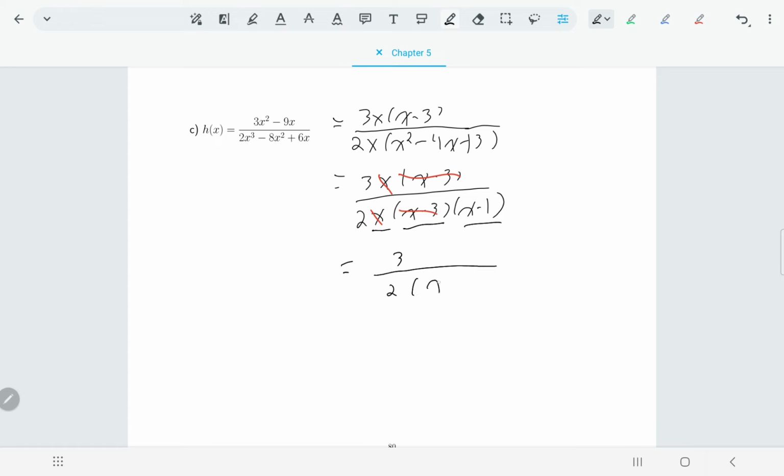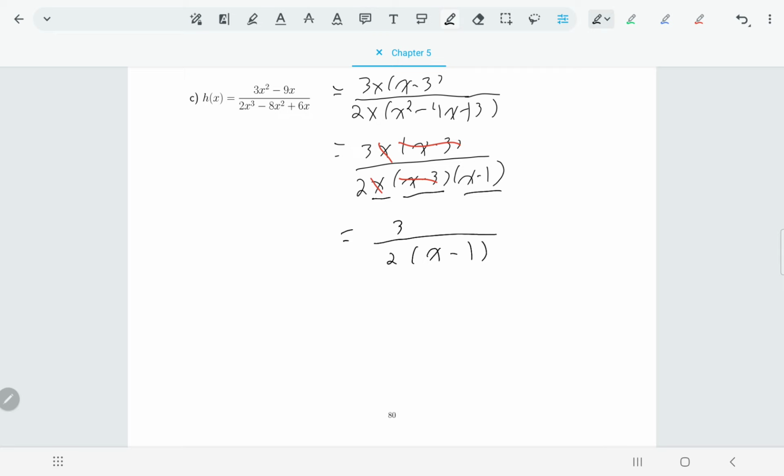The x and the x minus 3 are completely gone, which means that x equals 0 and x equals 3 are both going to be locations for holes. So we'll have one hole when x is 0. And of course, to find our value for y, we need to put in that 0 for x. So one of the holes in this graph will be at 0, negative 3/2.